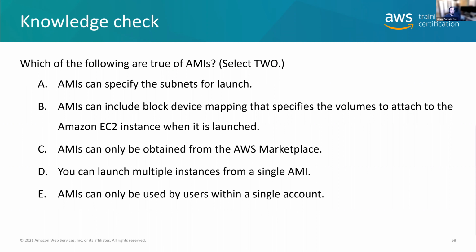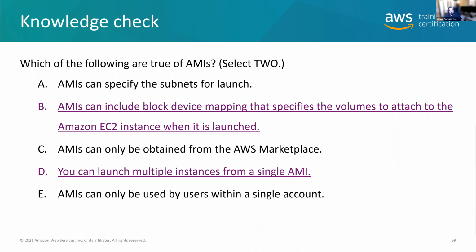So then what you're left with is AMIs can include block device mappings that specify the volumes that you're going to attach to the system, and you can launch multiple instances from an AMI. So you end up with B and D as being the right answers. Now, remember, if it was a launch template, you could specify other things in there, right? But the rest of those just aren't true.